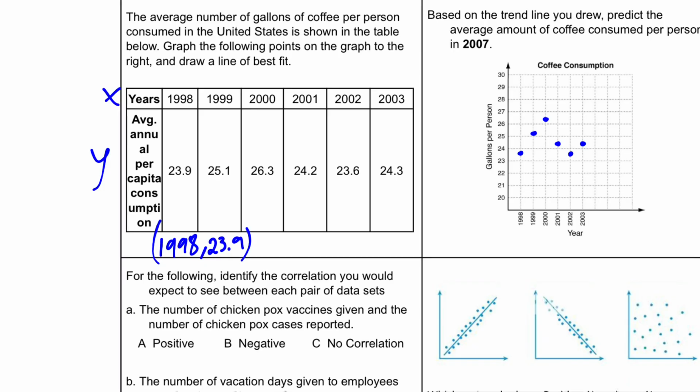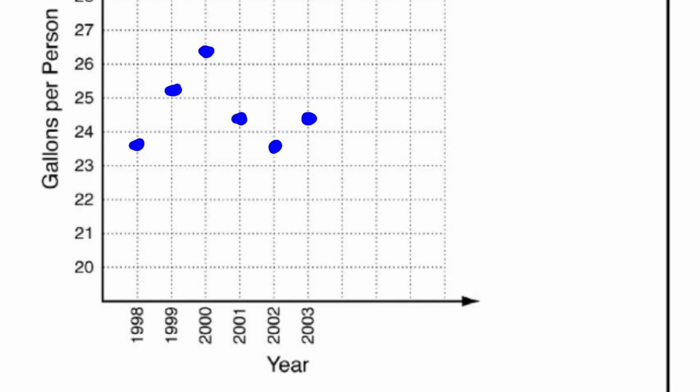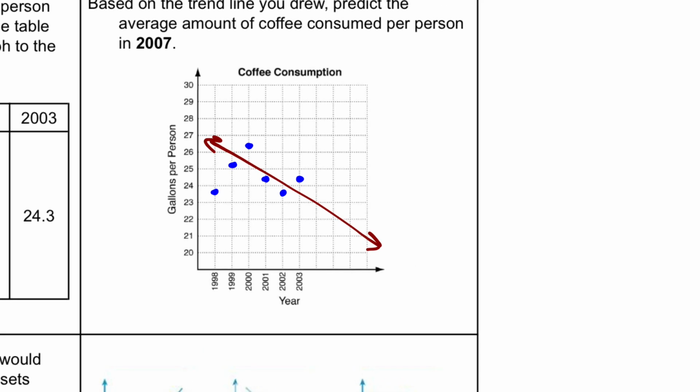And if I plot all of those points, this is about what my graph looks like. Now we're going up and down, but I'd say largely my trend line would look something like this. Not a perfect fit for every single dot, but generally we're going down. They want to know in 2007, so 4, 5, 6, over here is 2007. If I follow that up, maybe 21 gallons per person.